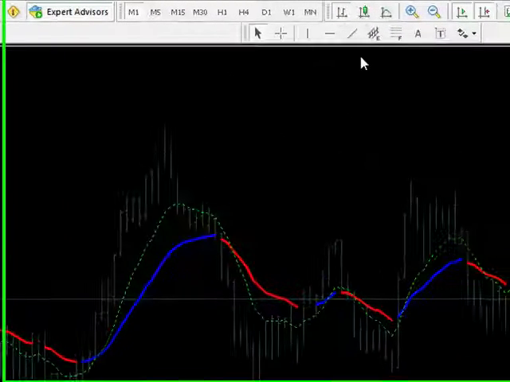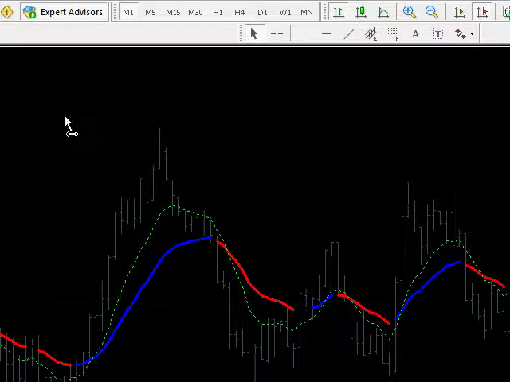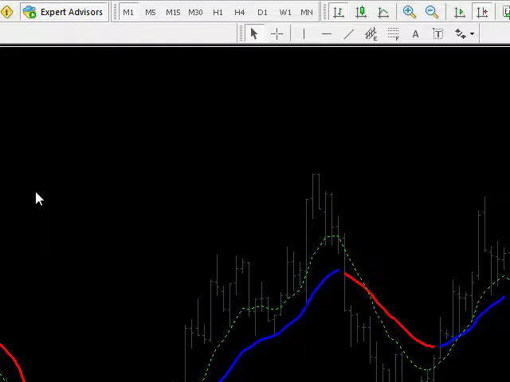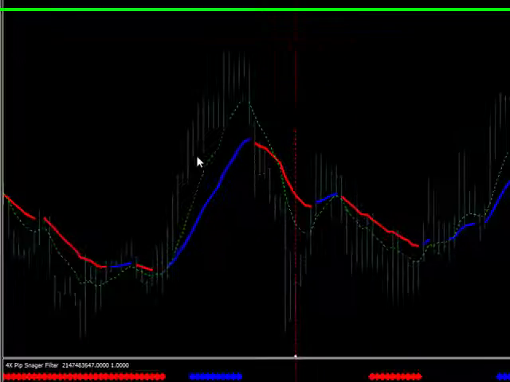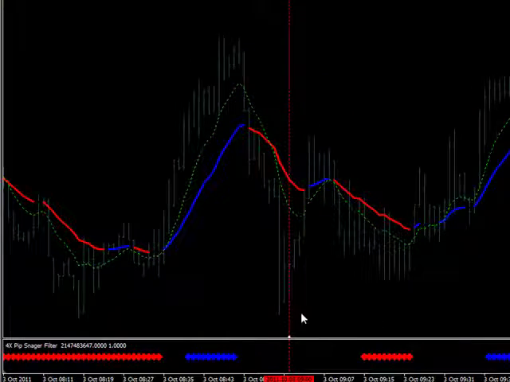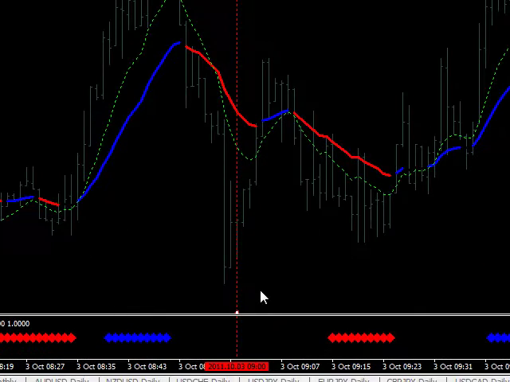Okay then, so we'll scroll back in time, and we'll go to 9 o'clock GMT, which is 2 a.m. Eastern Standard Time. And look at that. It was just one big chopping mess here. Filter was black at that time.